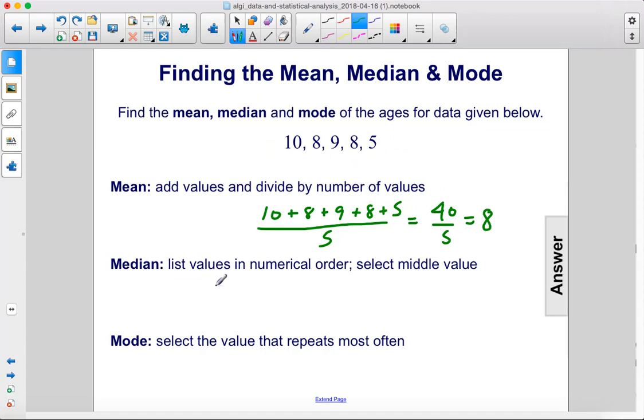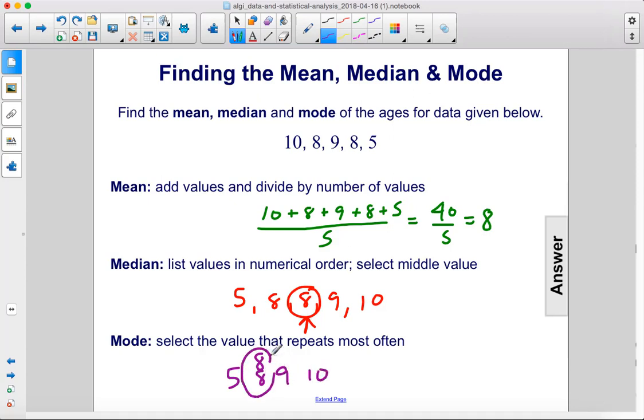The median: list the values in numerical order, select the middle value. Alright, so if we write them from least to greatest, we have 5, 8, 8, 9, 10. There's 5 numbers here, so the middle value is 8. The median is 8. Mode: select the value that repeats the most often. Alright, so we have 1 5, we have 2 8s, we have a 9 and a 10. Therefore, 8 is the mode because it's in there twice.